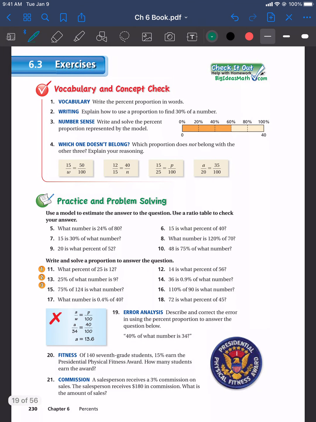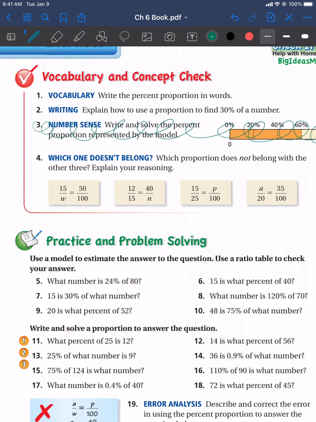Your homework is going to be on page 230, and you are going to do questions 1 through 10. Okay? I am going to say let's skip number 3, because we're not using the models. I'd rather you use the equations. And now, number 4, let me check on number 4 for you guys real quick.